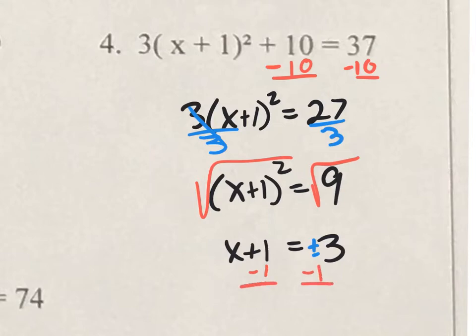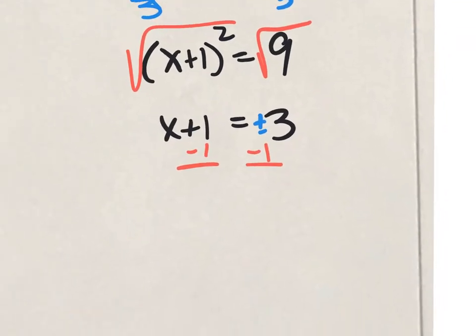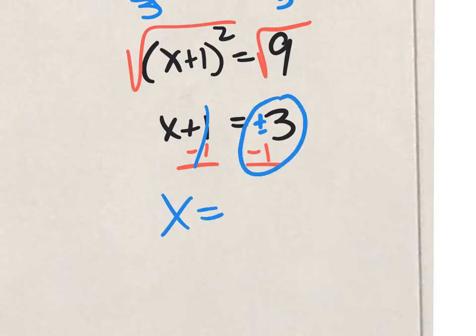Now this is kind of weird because you have a positive 3 and a negative 3. So it's kind of weird to subtract 1 from a positive 3 and a negative 3. You actually have to do both. So let me explain what you should do. First of all, this x is now by itself. I would rewrite this guy exactly the way it is, but with the negative 1 first. Negative 1, and then the plus or minus 3 second.